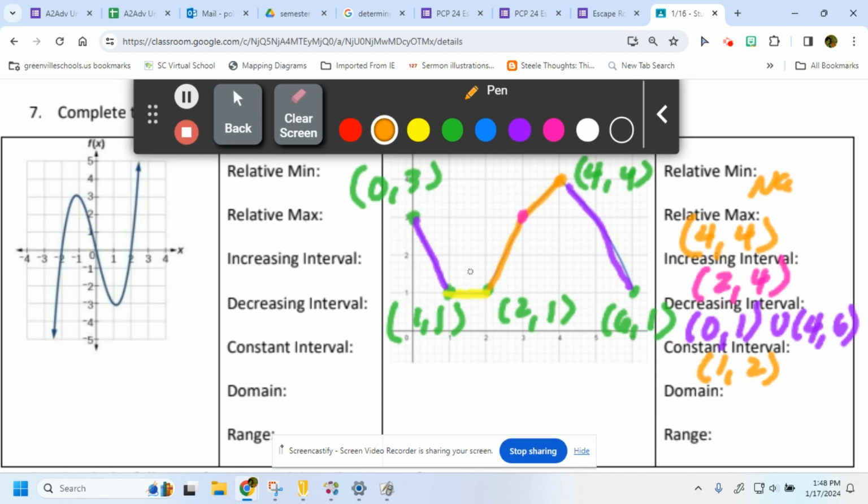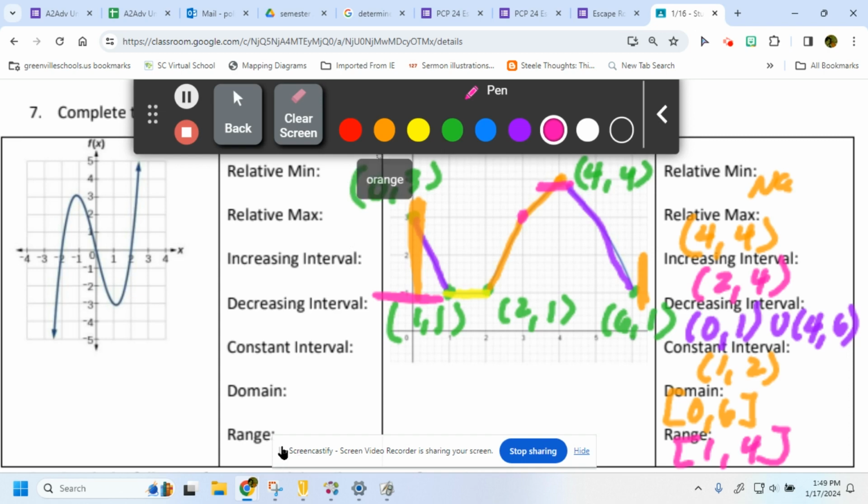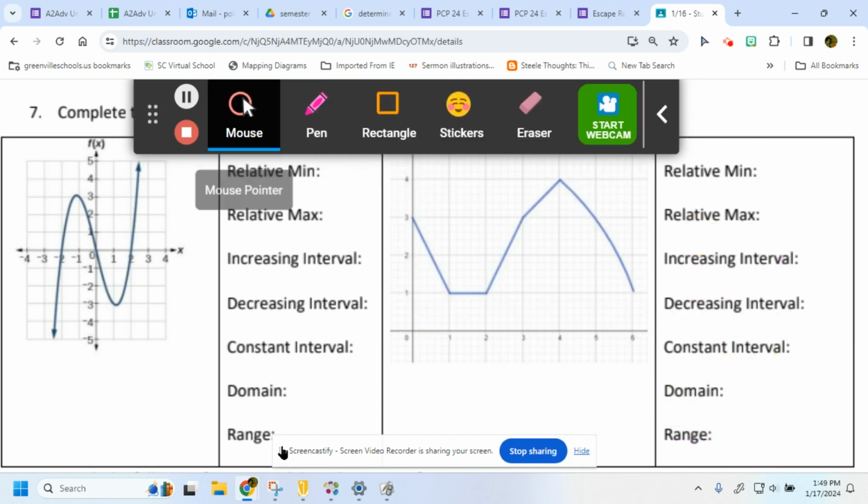Domain from left to right, this is the domain from 0 up to 6, bracket because those are closed. And the lowest point here is 1 to 4. So 1 comma 4. And that is your answer for this item number 7. Okay.